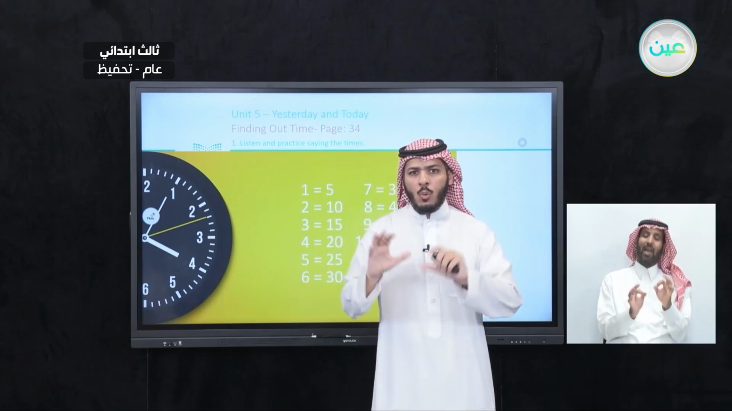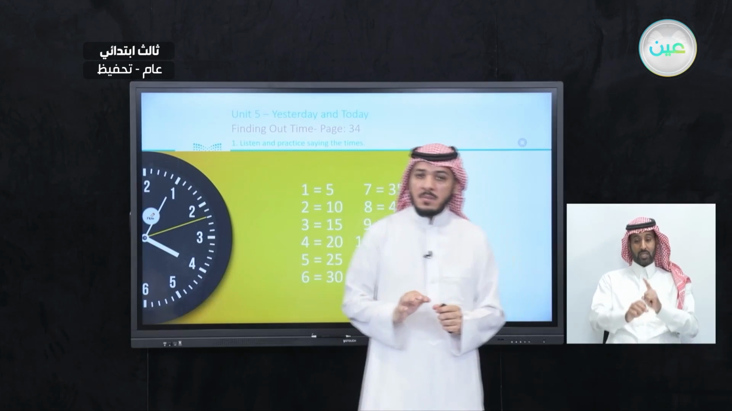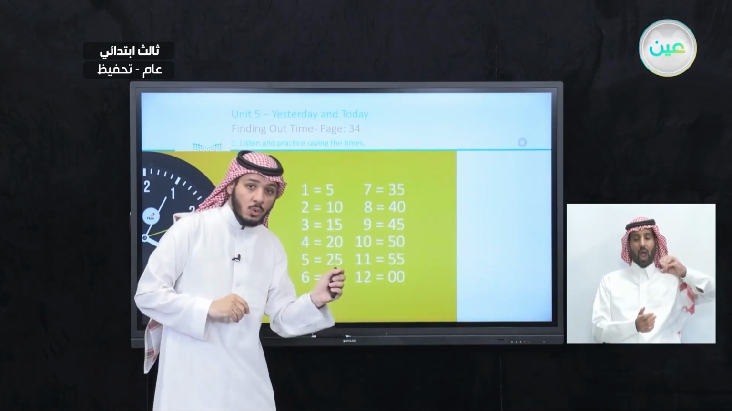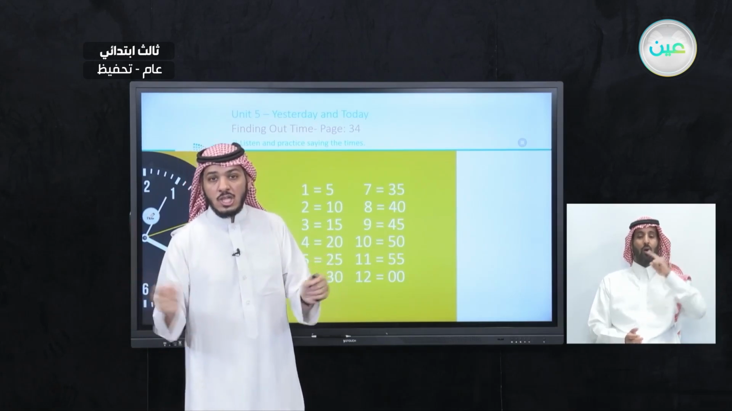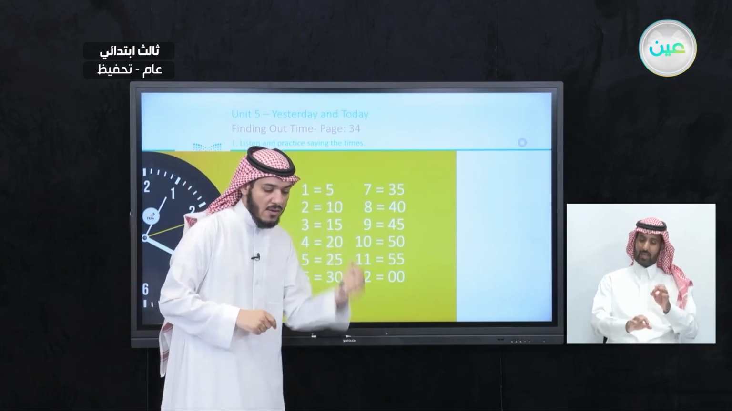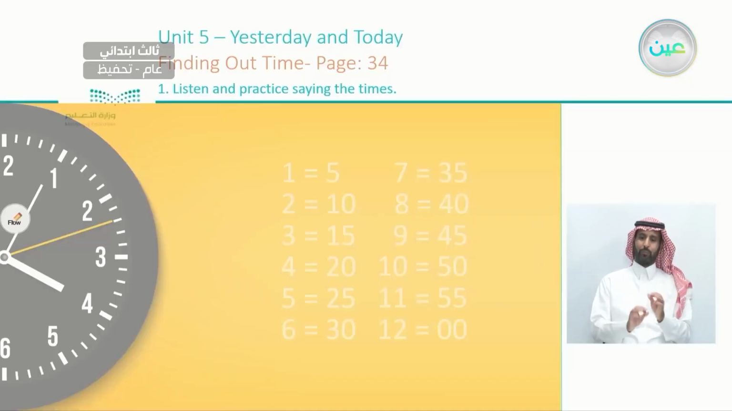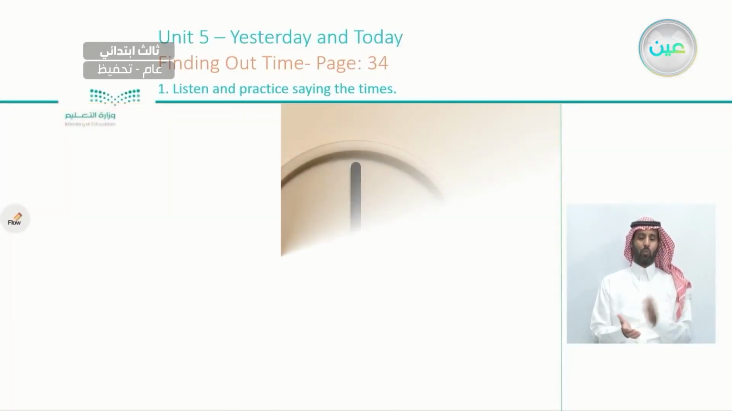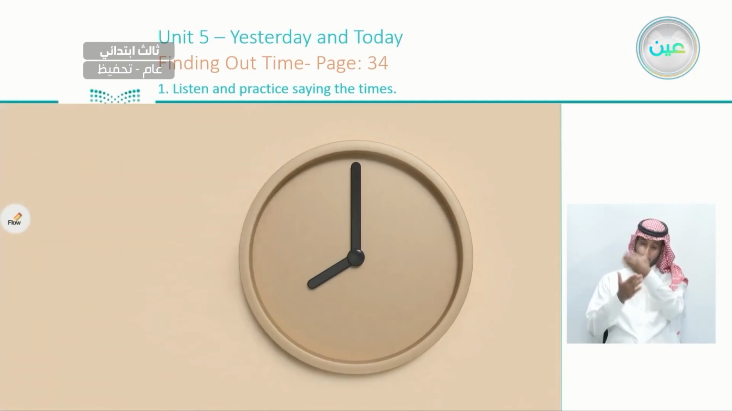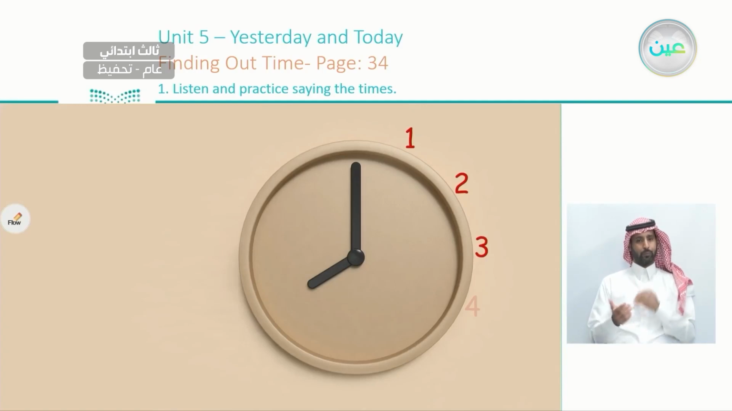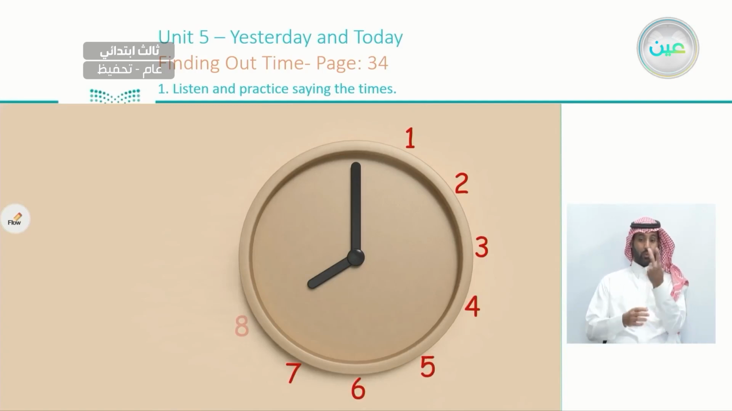O'clock. So what is an O? Sometimes in English we use O for the 0. You can say 0, you can say O. So you can say 5 o'clock or you can say 5:00. Okay, now here we have a clock.